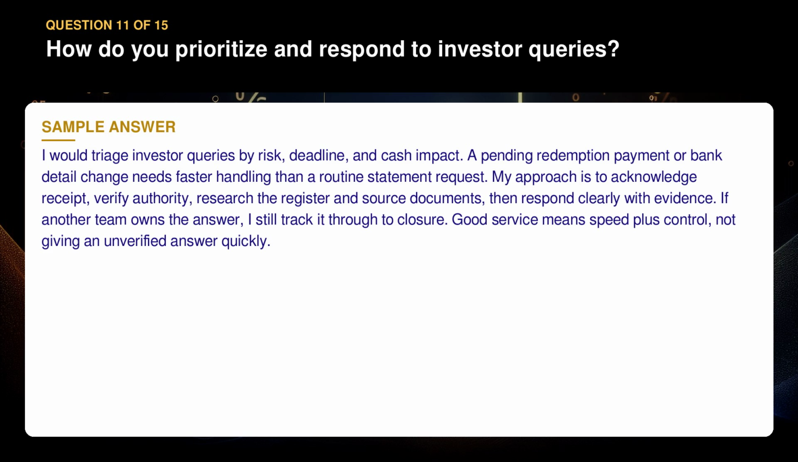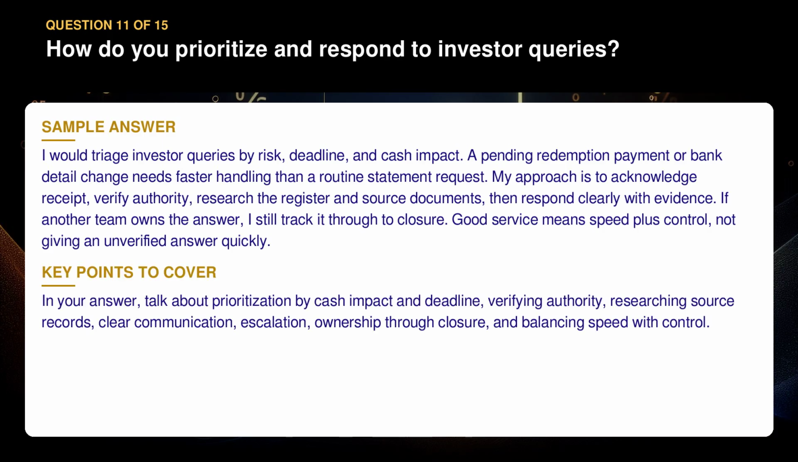If another team owns the answer, I still track it through to closure. Good service means speed plus control, not giving an unverified answer quickly. In your answer, talk about prioritization by cash impact and deadline, verifying authority, researching source records, clear communication, escalation, ownership through closure, and balancing speed with control.